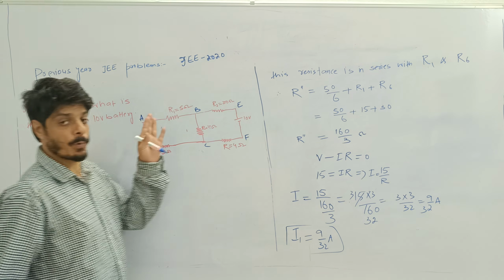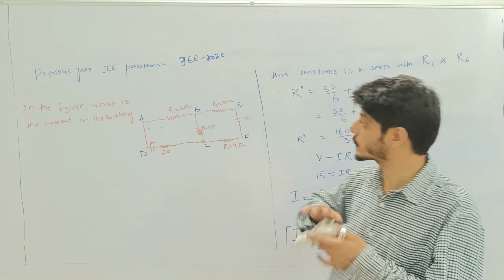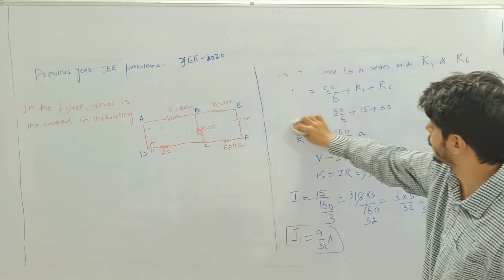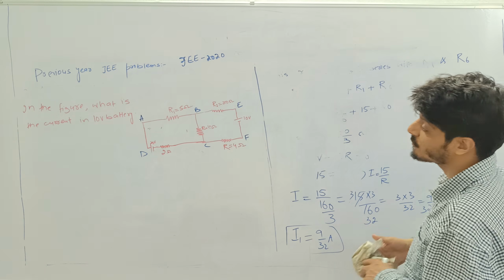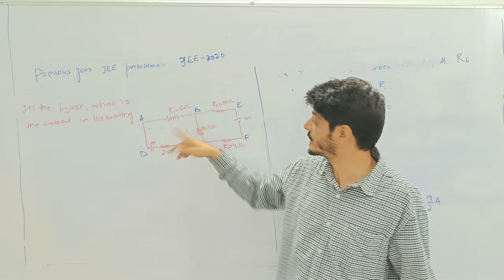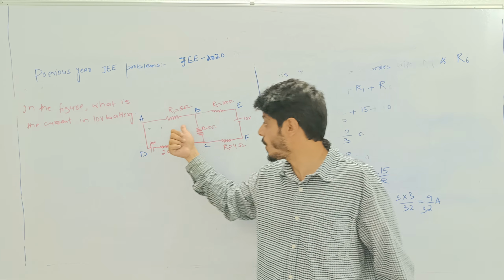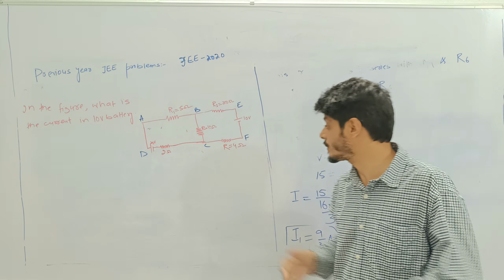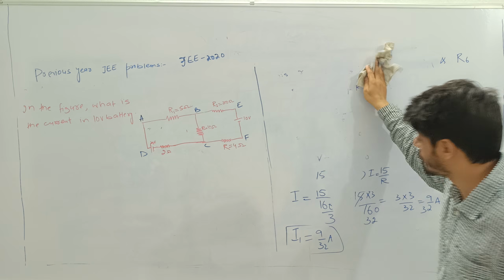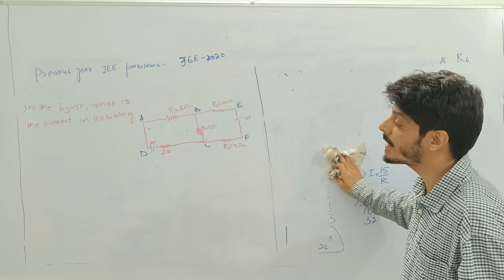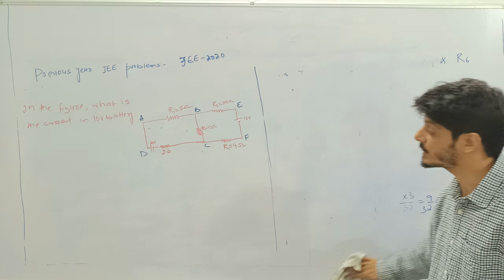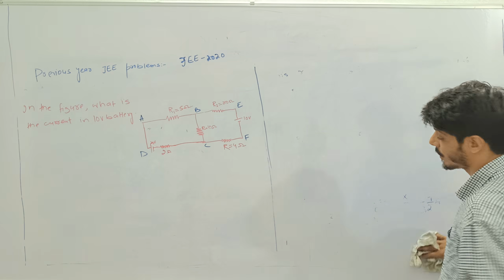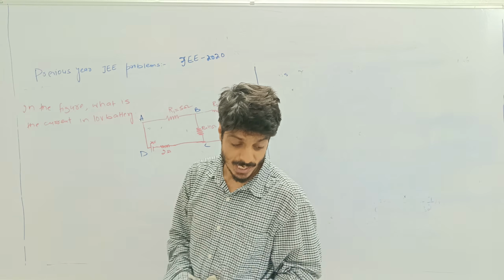So this is another problem, which has been asked in 2020. The question is, a group of resistances are connected in a circuit, and we have to find the current in the 10 volt battery. Resistance R1, resistance R3, resistance R2, and resistance R4 are given here. We have to find the amount of current that is flowing through the 10 volt battery.